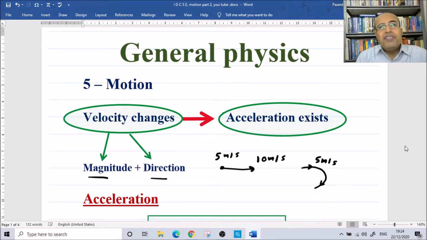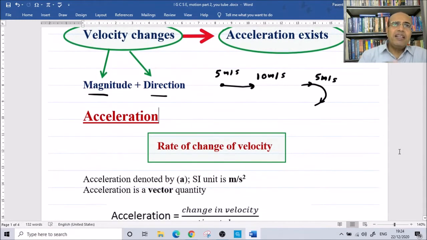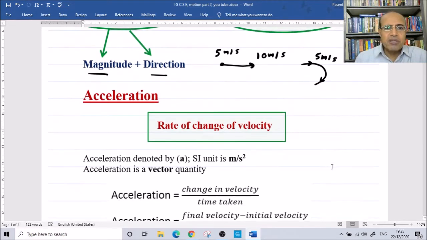But what is the definition of acceleration? Acceleration is the rate of change of velocity. So it means the change in velocity over the time taken. Acceleration is denoted by a small a. The SI unit of acceleration, which we will explain, is meter per second squared. Acceleration is a vector quantity.